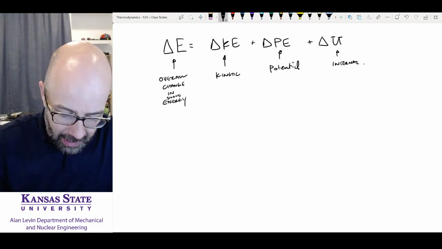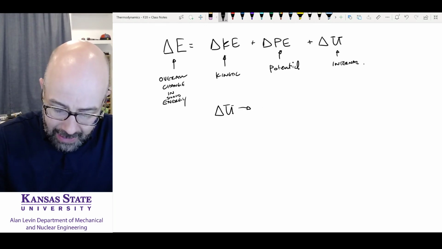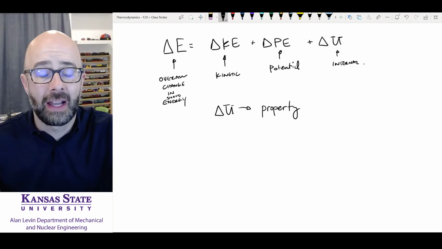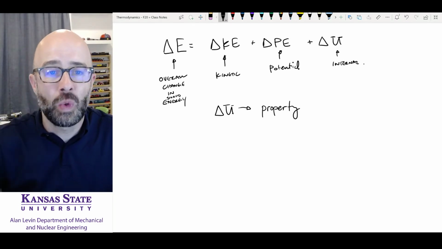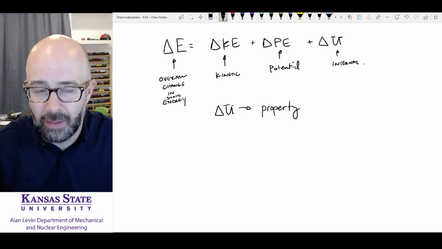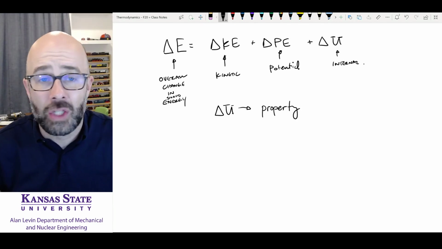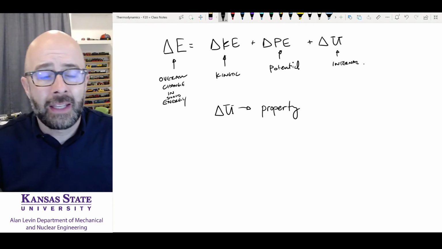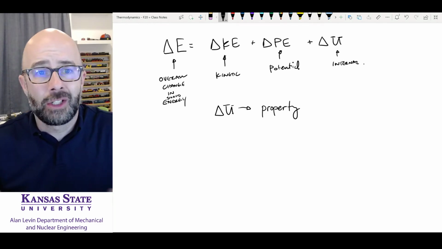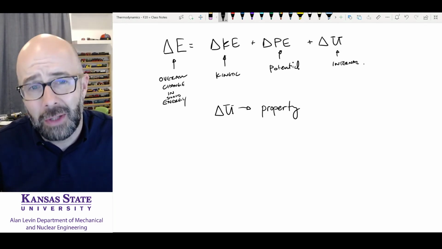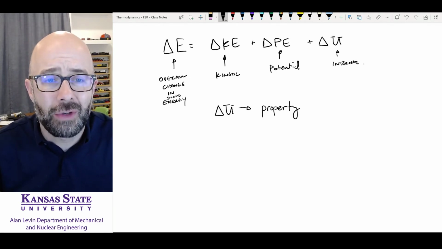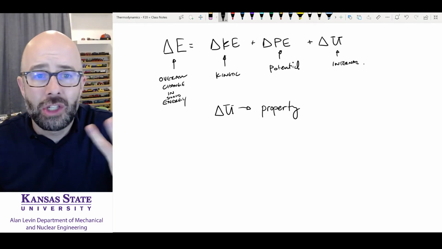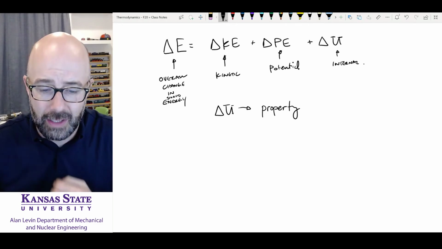Again, it is a property. So internal energy is a property. We do not need to know the path that we follow. We can find state 1's internal energy, state 2's internal energy. That's very, very important. You might ask, what are the units of internal energy? Well, if kinetic energy has units of kilojoules and potential energy has units of kilojoules, you're probably going to guess, hey, internal energy is going to have units of kilojoules, or BTUs if we're in our English system.